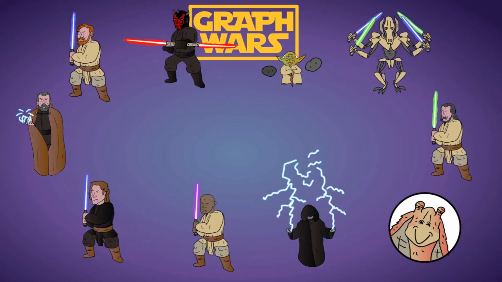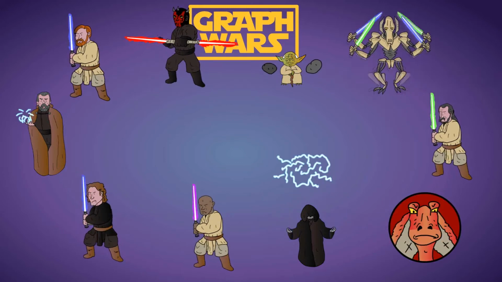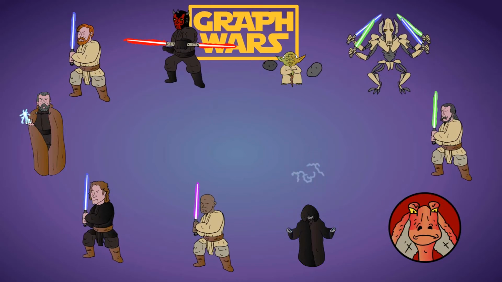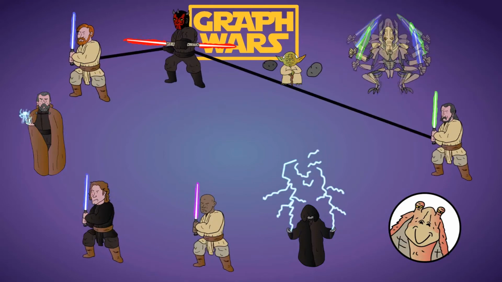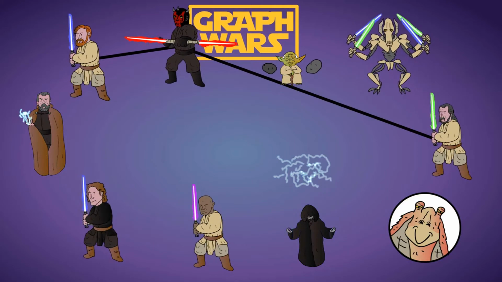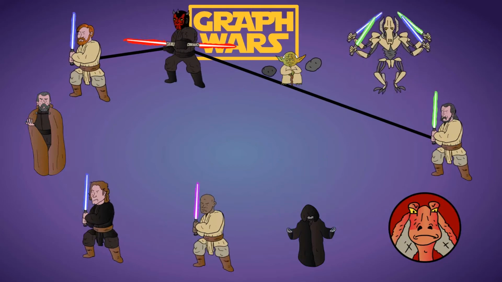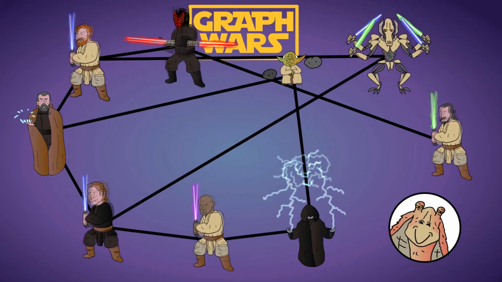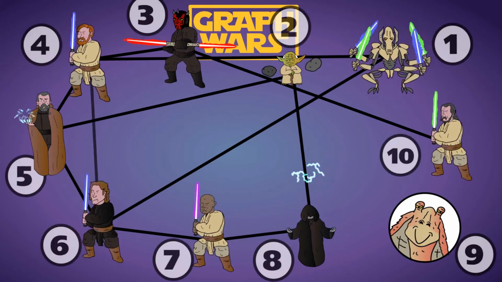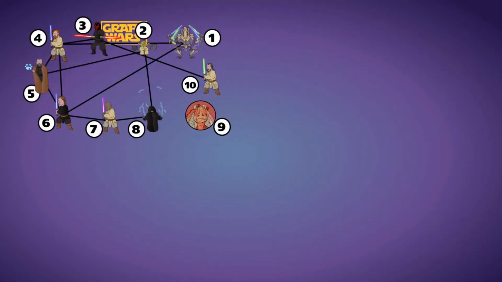We fill the network putting edges between people that have fought each other. For example, Darth Maul fights Obi-Wan and Qui-Gon, so we add those links. Following this way, we get to a graph that looks like this. Labeling each character with numbers from 1 up to 10, we get this abstract representation.